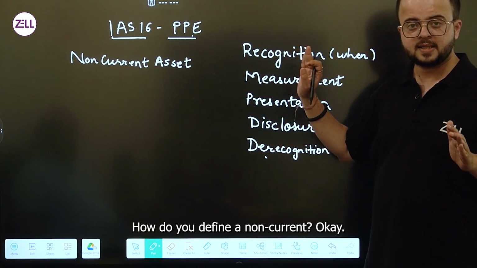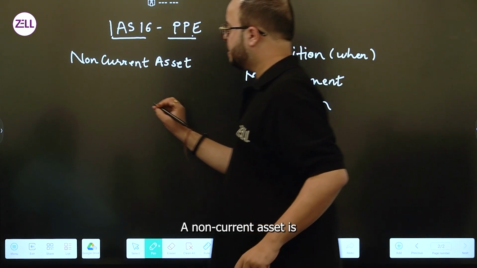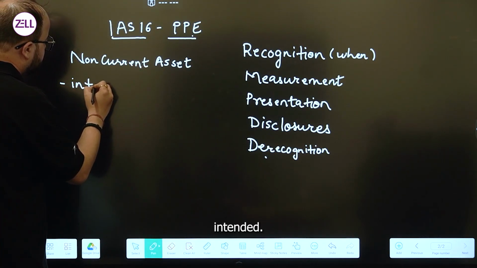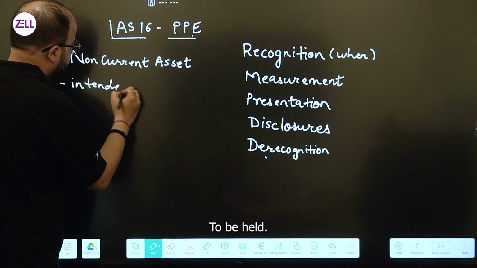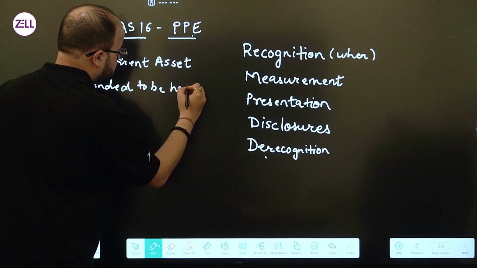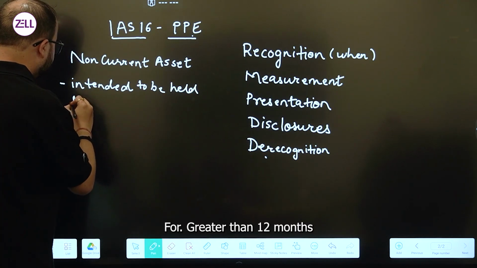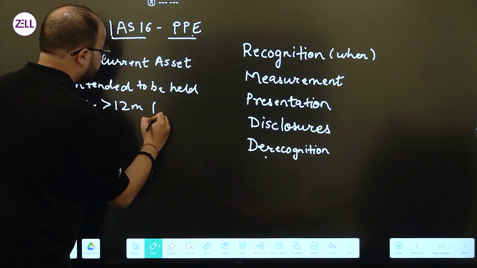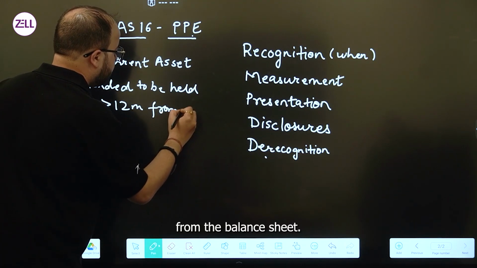how do you define a non-current asset? A non-current asset is intended to be held for greater than 12 months from the balance sheet date.